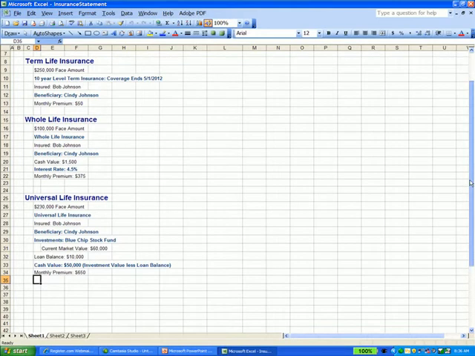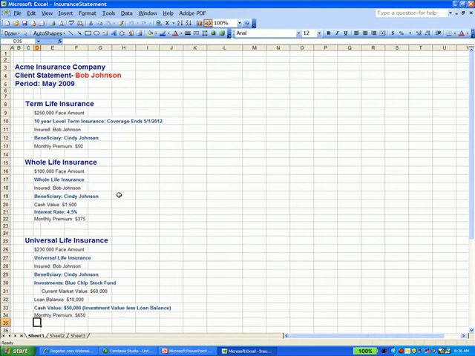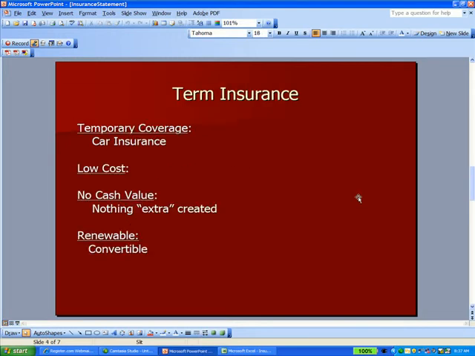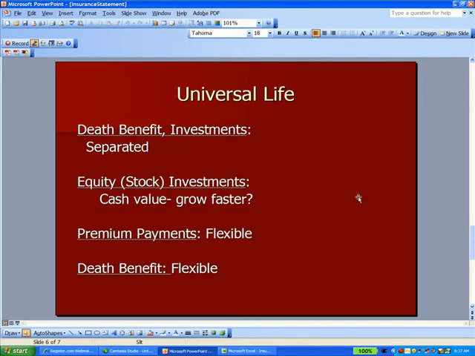So I'm hoping that you've benefited from seeing an example of an insurance policy with three different types of insurance, and now understand the differences between the three. I'm going to go back to my PowerPoint here and go to my universal life here at the end. Just to sum up, the death benefit and the investments are separated, as I mentioned. There's an equity or stock investment component, which is going to increase your cash value faster, hopefully, than if you were just earning a fixed rate of interest. Hopefully the stocks in the portfolio, dividends and gains would grow faster than if you just invested in a whole life product with a fixed rate of return on your cash value.